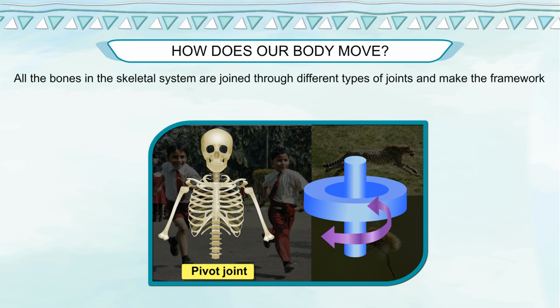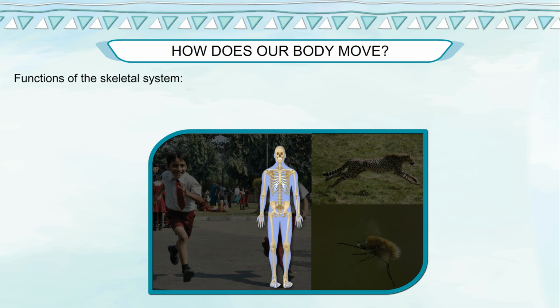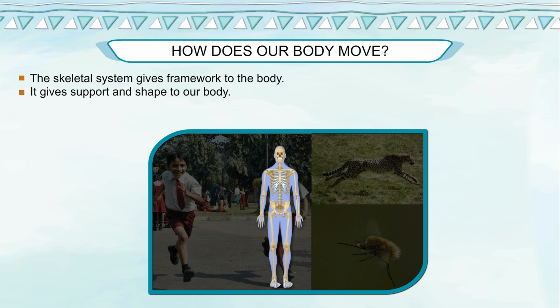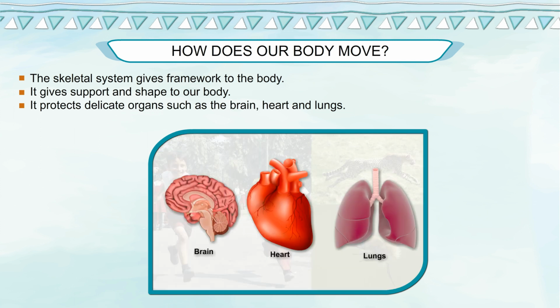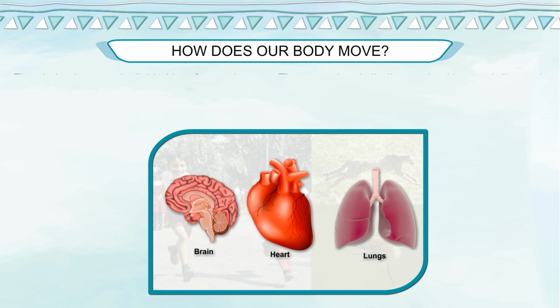All the bones in the skeletal system are joined through different types of joints and make the framework of our body. Functions of the skeletal system. The skeletal system gives framework to the body. It gives support and shape to our body. It protects delicate organs such as the brain, heart and lungs. Bones along with muscles and joints help us to move.